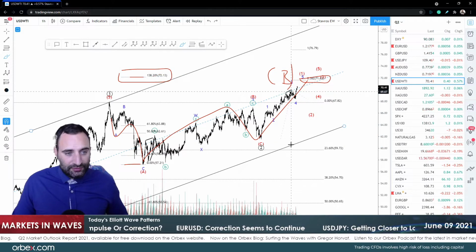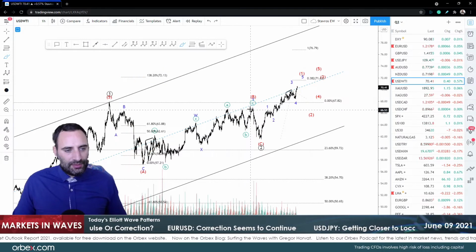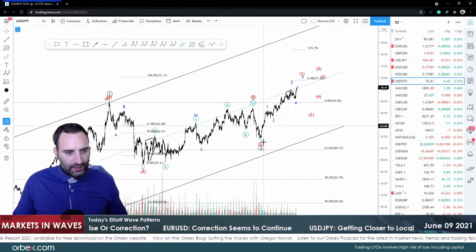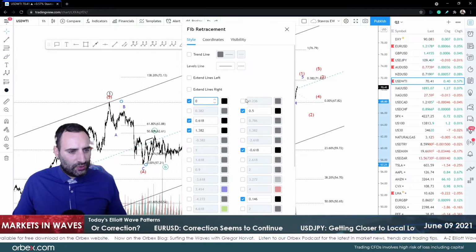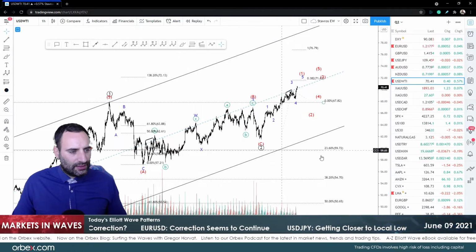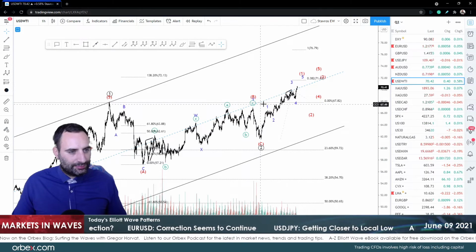If it's an expanding flat, we're going to see a big downside. If it's a running flat, it will be something similar to this leg. Okay, so actually, to be more precise, since we are here at 23.6, we're going to look at the running flat. We could go back to around the 60 level or so, okay, if that is a running flat.